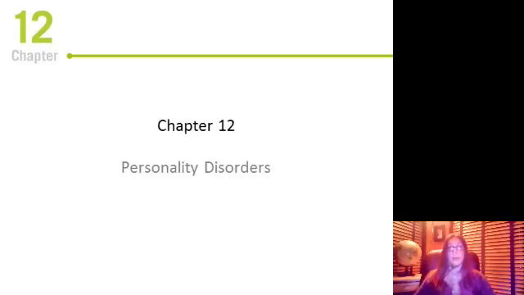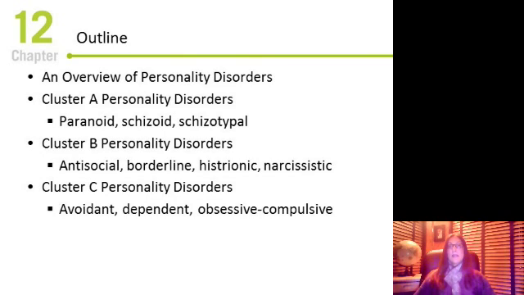All right, we're going to start here with my favorite topic, personality disorders. So, an overview of personality disorders. They're put into three categories or clusters: cluster A, B, and C. Cluster A entails paranoid, schizoid, and schizotypal.